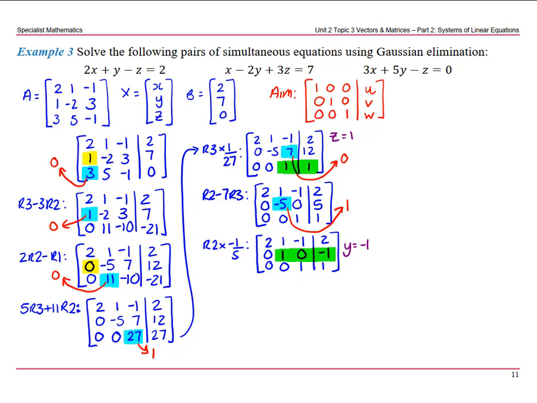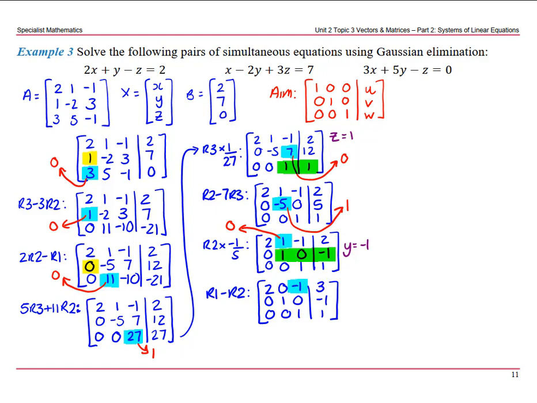So now we only need to play with our first row. So in my first row, I need that 1 there to be 0. And I can do that by just going row 1 minus row 2. So our second and third rows stay the same. 2 minus 0 is 2. 1 minus 1 is 0. Negative 1 minus 0 is negative 1. 2 take negative 1 is 2 plus 1, so that's 3.